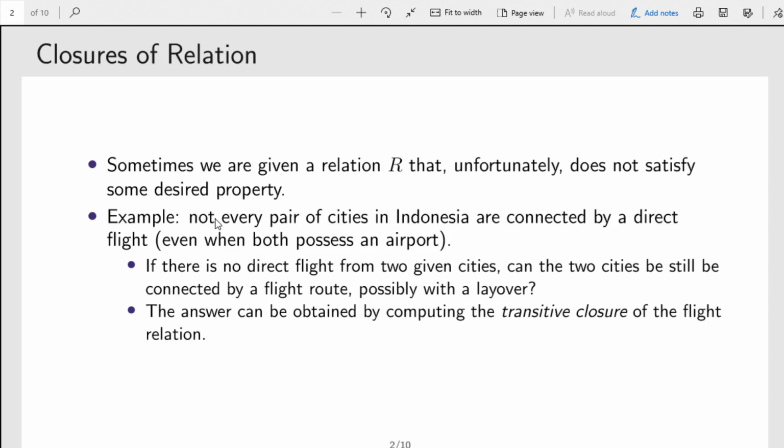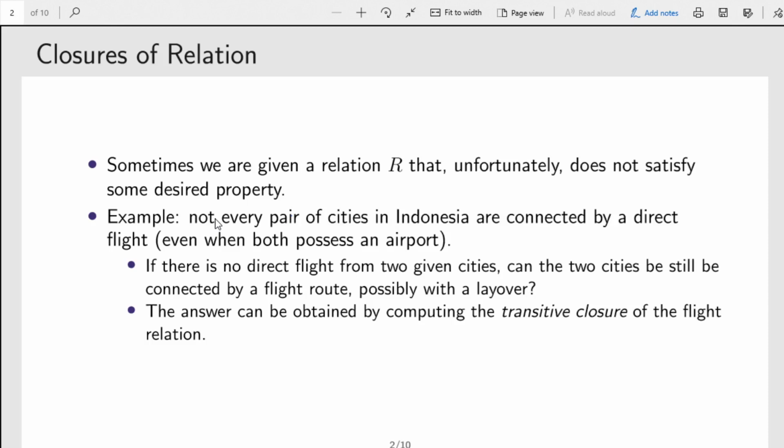Well, the answer to this question can be obtained by computing the so-called transitive closure of the flight relation. So if you consider direct flight as a relation, then a flight route passing through a layover can be obtained by having the transitive closure of the flight relation. So this is an example where closures of relation are very useful.